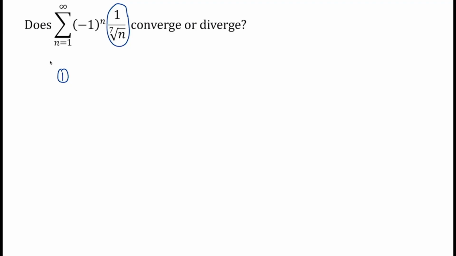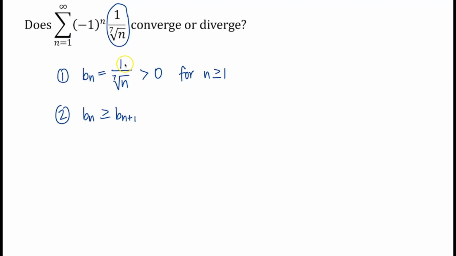The first condition is that b sub n needs to be positive. So 1 over the 7th root of n is greater than 0 for n values greater than or equal to 1. And that's when our series begins at n equals 1. The second condition is that b sub n must be greater than or equal to b sub n plus 1. Or we said this means b sub n is eventually decreasing. Well, our b sub n is constant on top, so 1 over the 7th root of n is a nice candidate to check using a direct type of comparison.